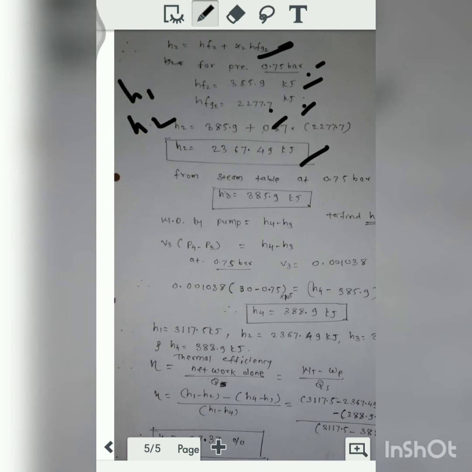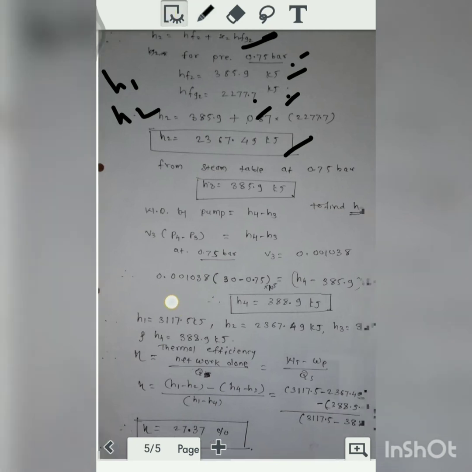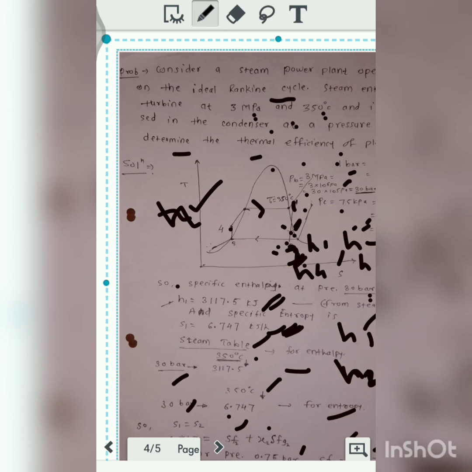Now we can find the remaining values, H3 and H4. So how will we get those values? At 0.75 bar, which is the condensation pressure, let us look at the value of H3, the state 3. If we see the diagram, point 3 is on the saturated liquid line.